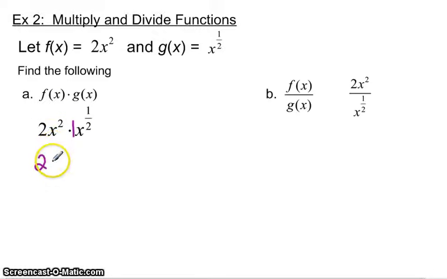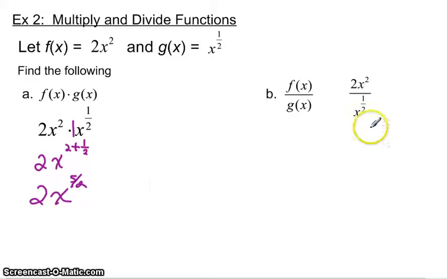So x squared times x to the 1/2 is the same thing as x to the 2 plus 1/2. 2 with a common denominator is the same as 4 over 2, and 4 over 2 plus 1/2 gives me 5/2. If I could simplify this power, I would do so, but for this purpose, that's as far as I need to go.